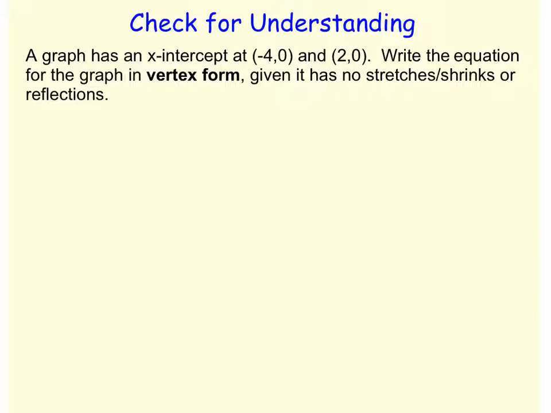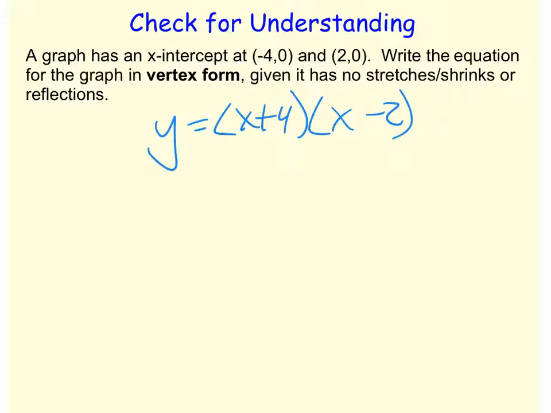Yep. So, imagine it was a test question and you had written this, y equals x plus 4 times x minus 2, and you were feeling pretty confident that you had it right. You might want to just reread the question, because it says, write the equation for the graph in vertex form. Whoa, vertex form. Okay, then that's not vertex form. So what would you do?